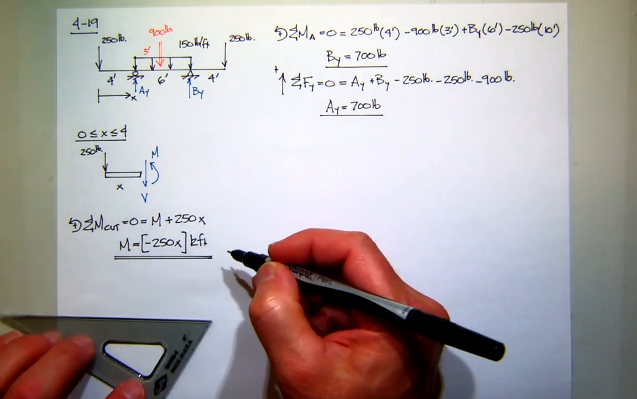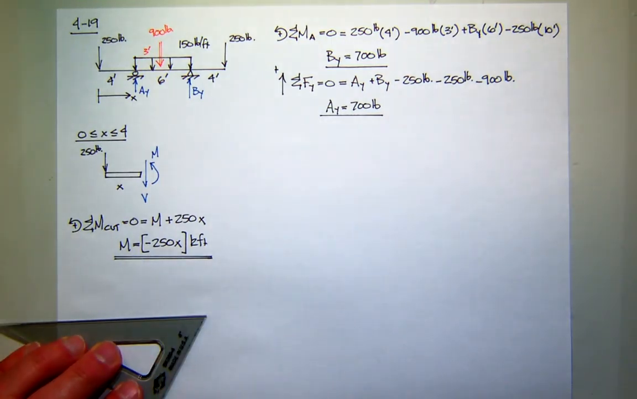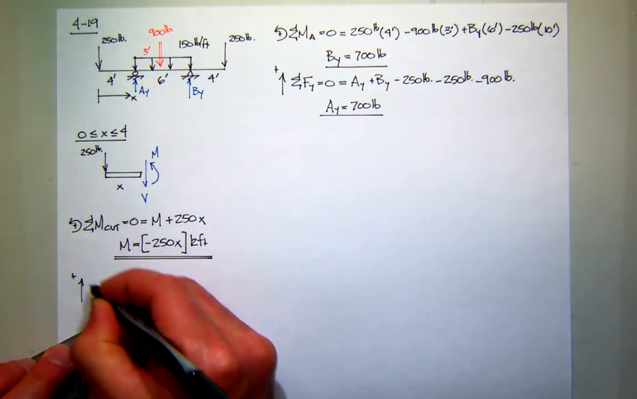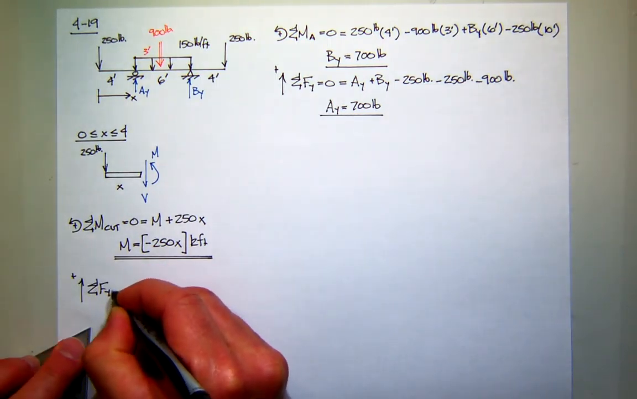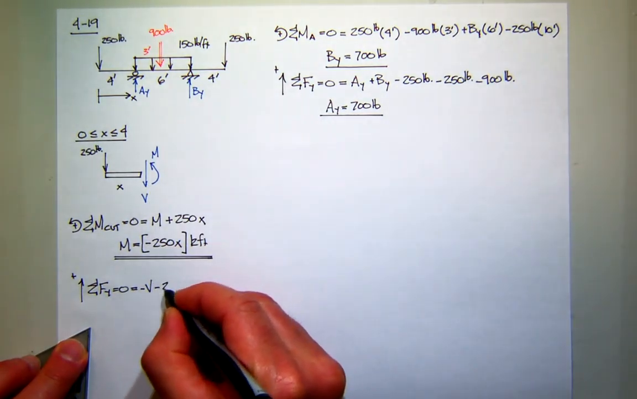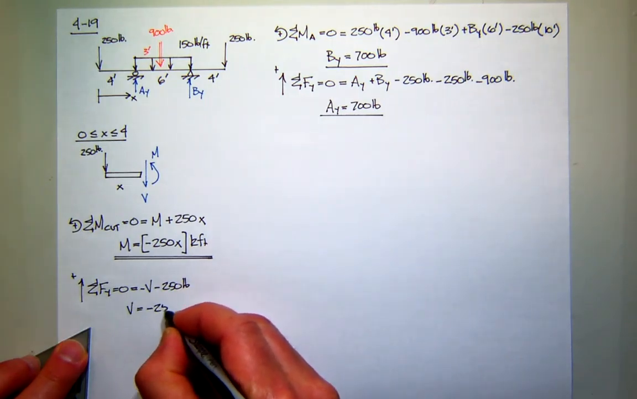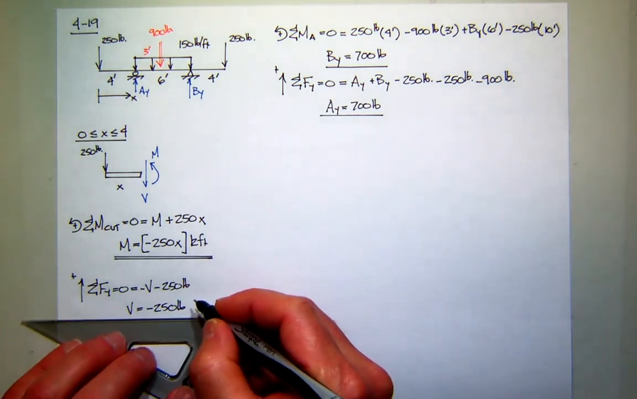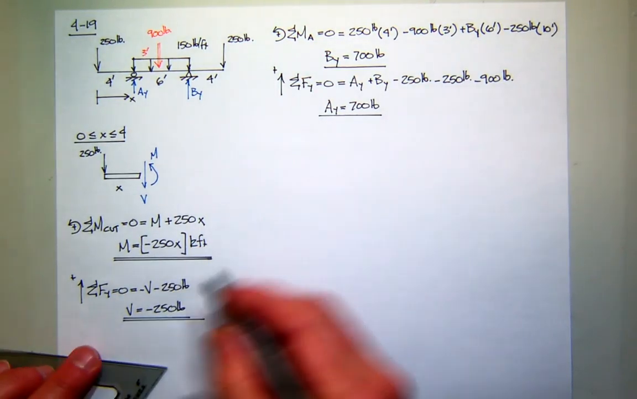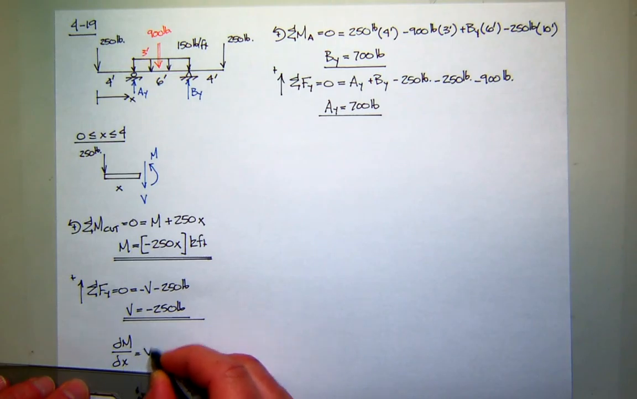Now we know from our differential relationships that if I take the derivative of the moment, I should get the shear. So what should my shear be? Negative 250. And that's also easy to check if I sum forces in the y direction. What do I have? Well, I have shear acting down and the 250-pound force acting down. So when I solve for shear, I get 250. So that should be very comforting to you, in that you get these expressions from equilibrium and they also match. We know that the derivative is equal to the shear, and that seems to work.